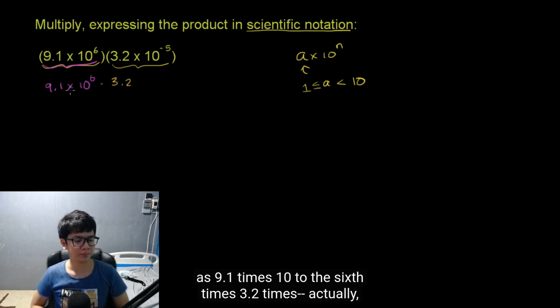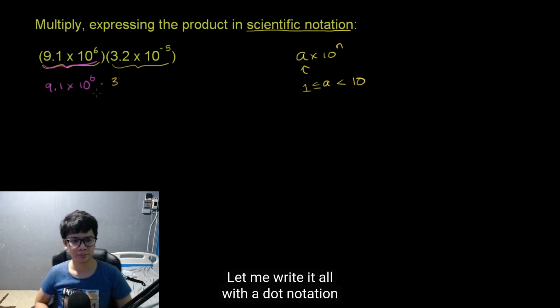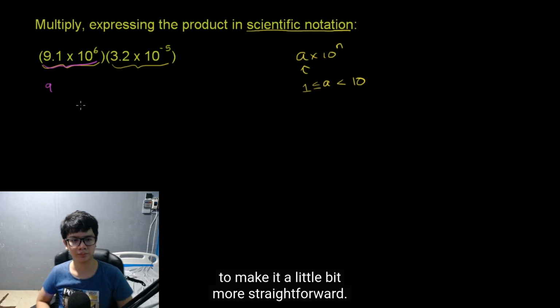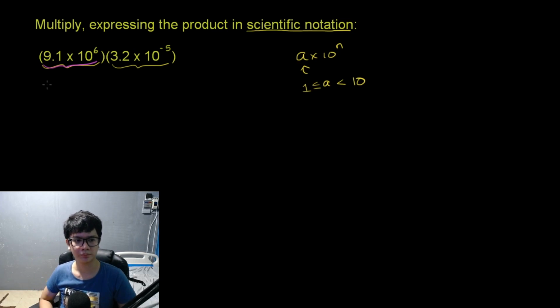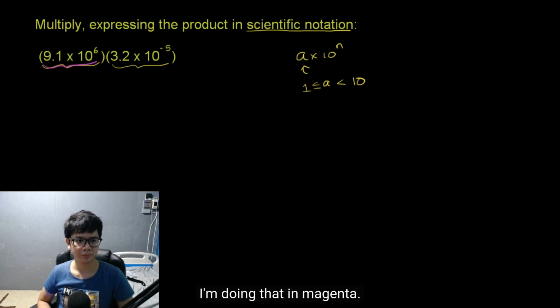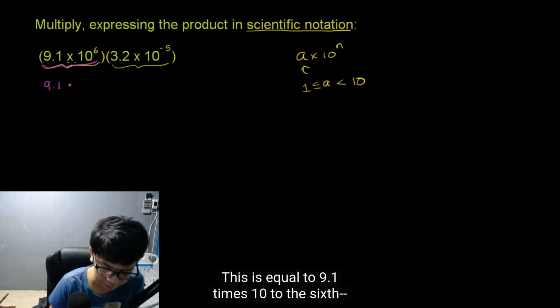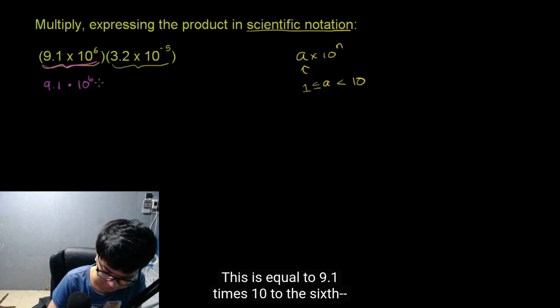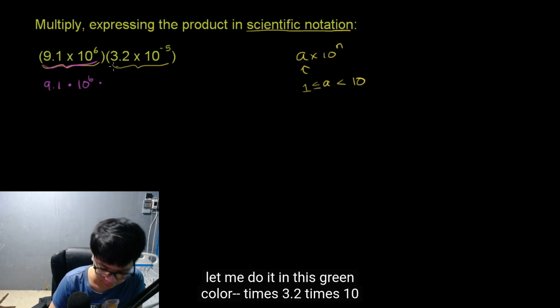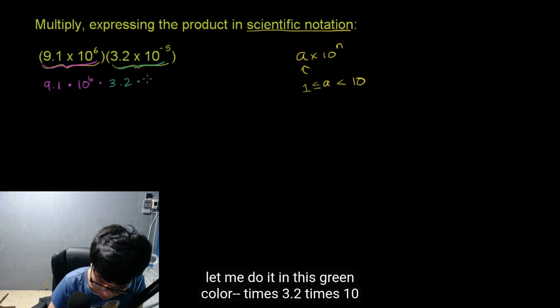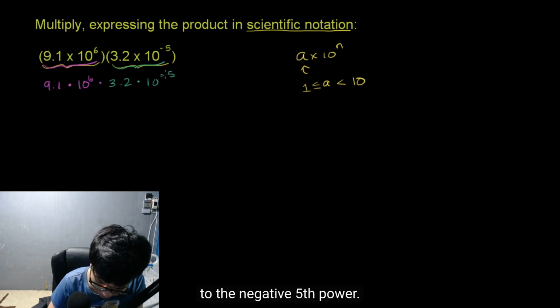times, actually I don't have to write it, let me write it all with a dot notation to make it a little bit more straightforward. So this is equal to 9.1 times 10 to the 6th times, let me do it in this green color, 3.2 times 10 to the negative 5th power.